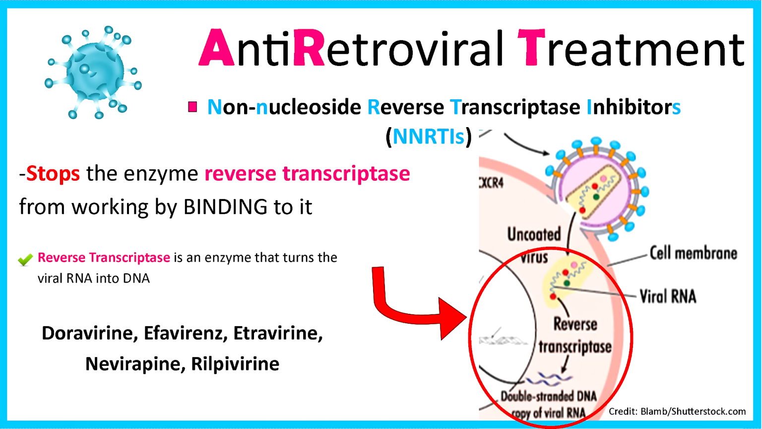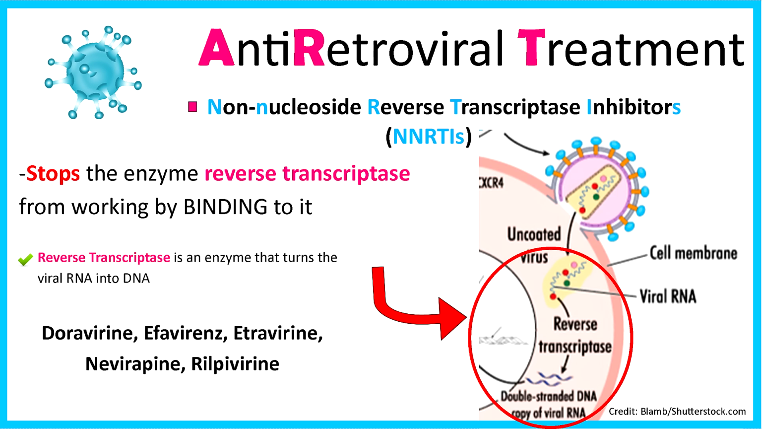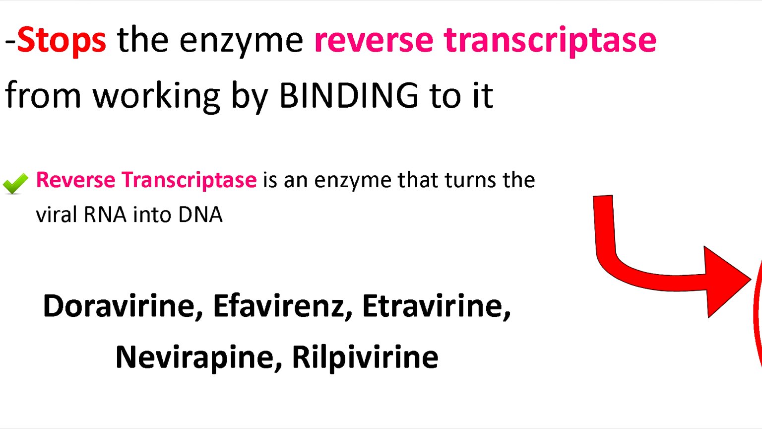Then we have the non-nucleoside reverse transcriptase inhibitors. Now, just as the name says, it is going to inhibit that enzyme reverse transcriptase from working. And remember, what did that enzyme do? It was an enzyme that helped turn that viral RNA into viral DNA, which eventually is going to go into that nucleus of that cell and take over. So it stops the enzyme reverse transcriptase from working by binding to it. And an example of this medication is like doravirine.